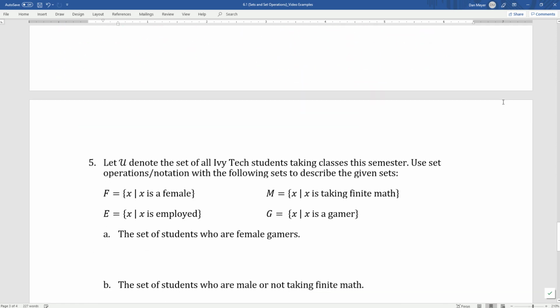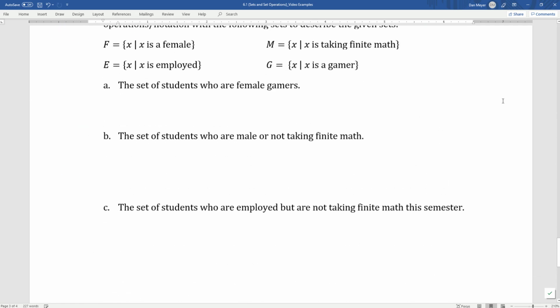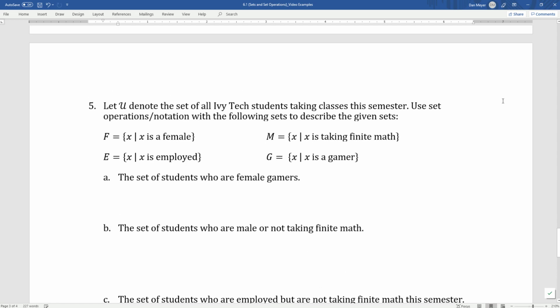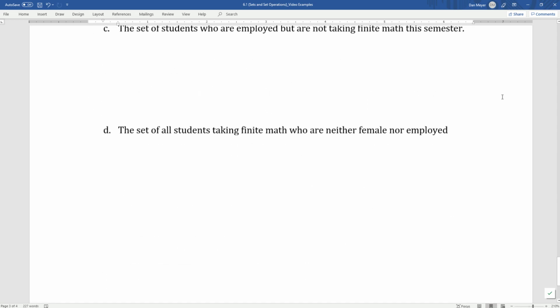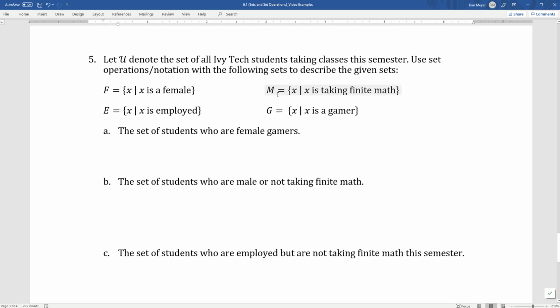All right, and there's one more example. This is kind of a big one. We want, let U denote the set of all Ivy Tech students taking classes this semester. Use set operation and notation with the following sets to describe the given set. So this is where we're going to get to practice understanding the language.